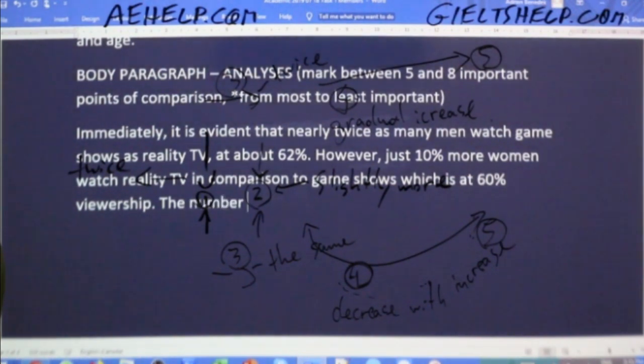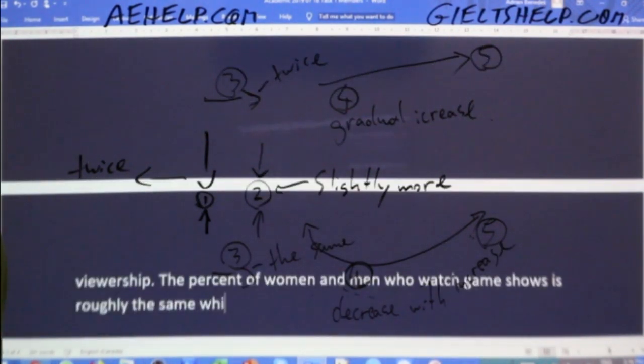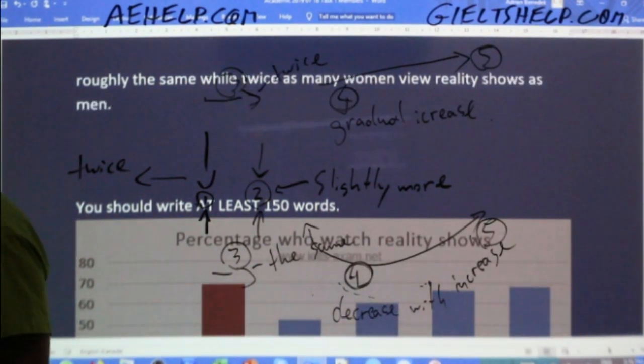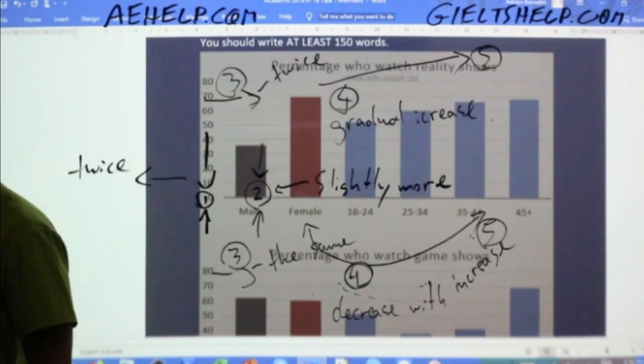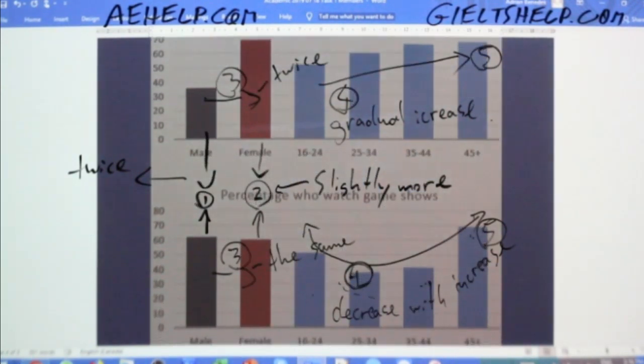The percent, sorry, we shouldn't say number, it's not true. The percent of women and men who watch game shows is roughly the same, while twice as many women view reality shows as men. Okay, so far, and I know all of my drawing is up there, so it's maybe a little bit tricky to see my writing, but I left it up there on purpose.